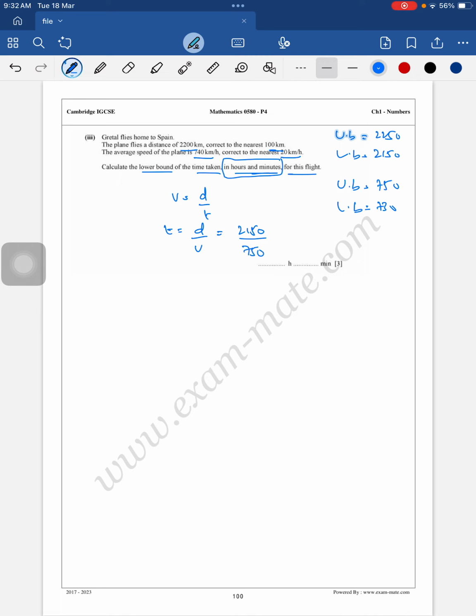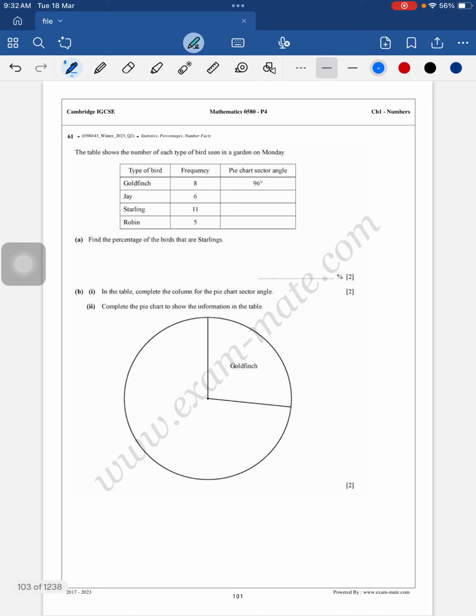So 2150 upon 750 is 2.86 hours. I need to answer in hours and minutes. So 2 hours, and to convert to minutes, 0.86 multiplied by 60 is 51.6. So we will take it as 52 minutes. Clear?